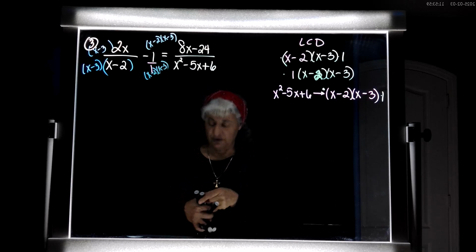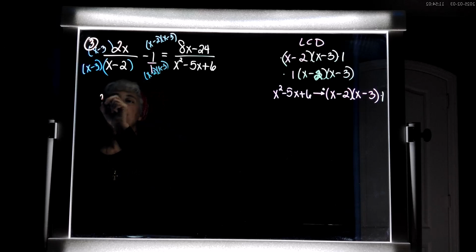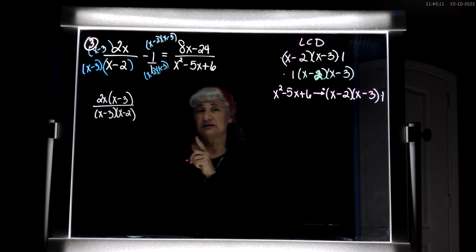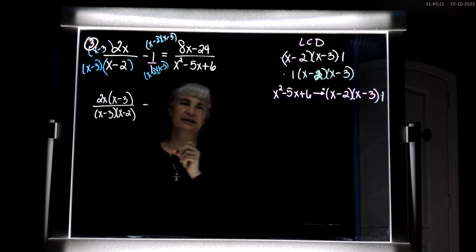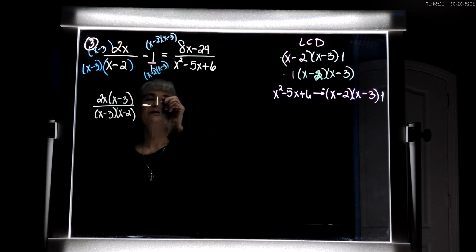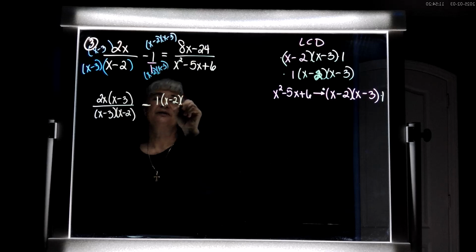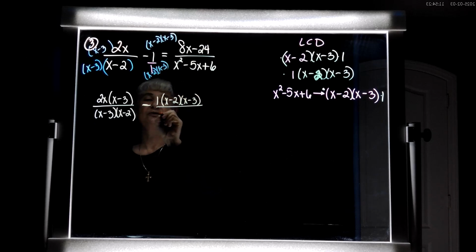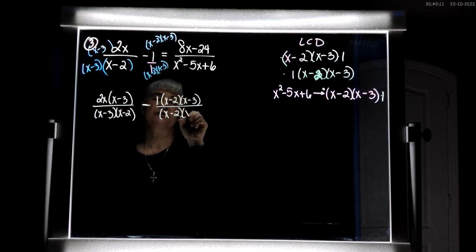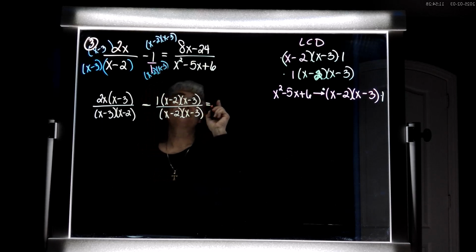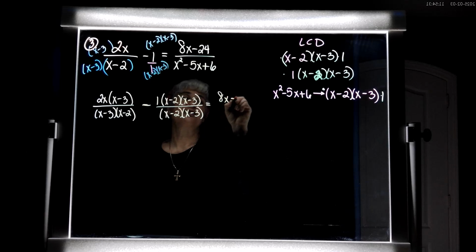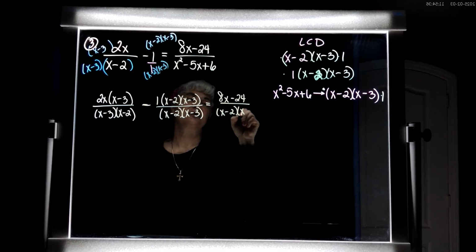Good? Okay, let's see what we got. So the first numerator is going to be 2x times x minus 3, all over the quantities x minus 3 times x minus 2, right? Okay. Minus, gotta be careful, 1 times x minus 2 times x minus 3, all over the quantities of x minus 2 times x minus 3, equals, and the number 3 fraction, the denominator didn't change, but I'm going to write it in factored form just so it looks like the rest of them.